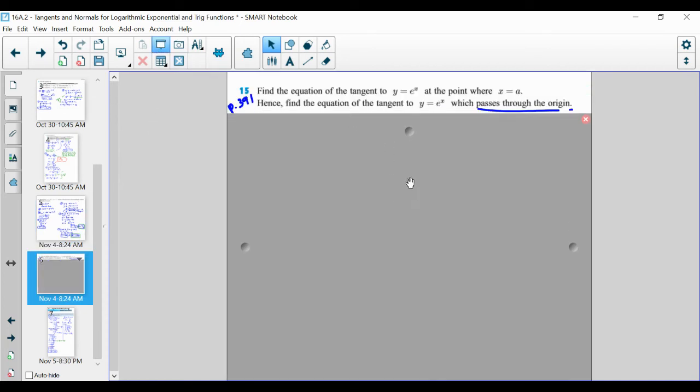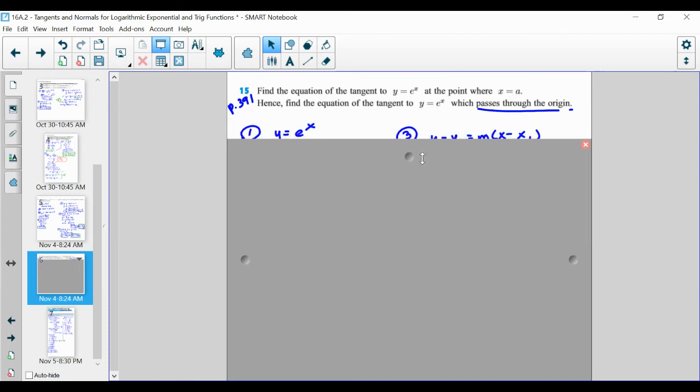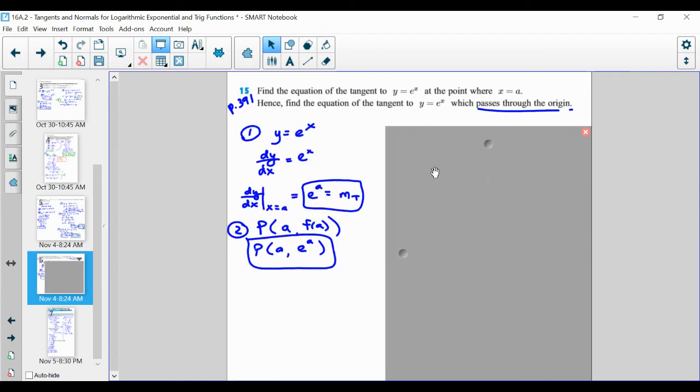Another challenging example here, find the equation of the tangent to y equals e to the x at the point where x equals a, and find the equation of the tangent which passes through the origin. So again, same steps, take my derivative, plug in the value that I care about. In this case, they didn't tell me what it is. We just say a, so the slope of the tangent is e to the a.